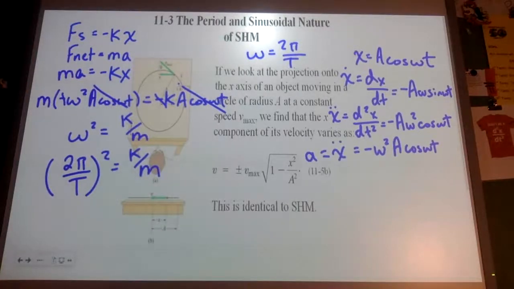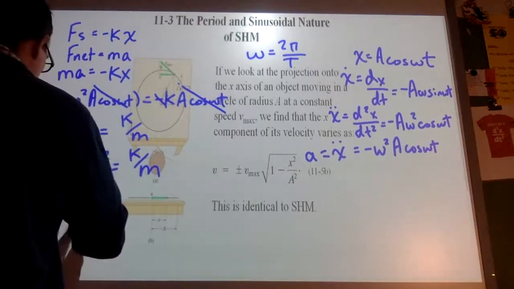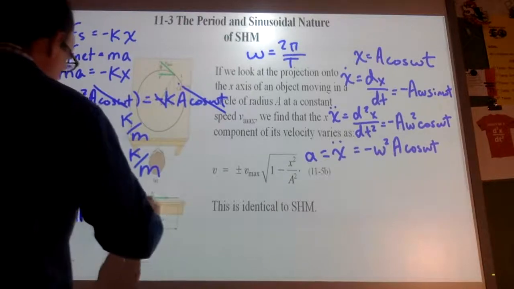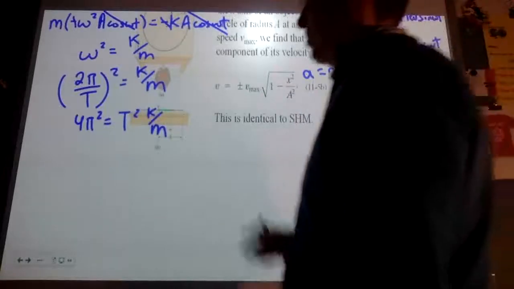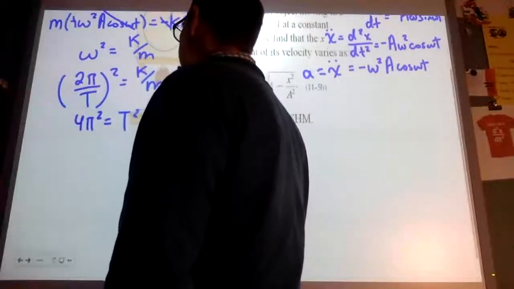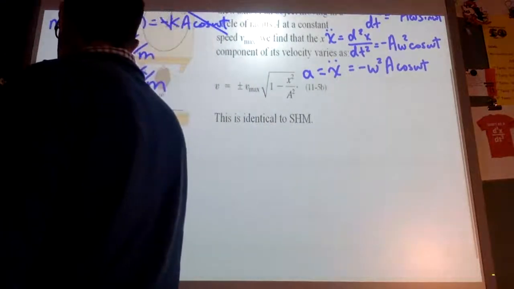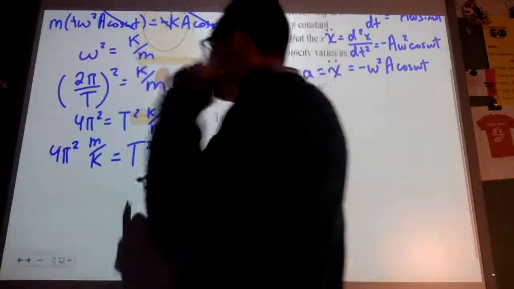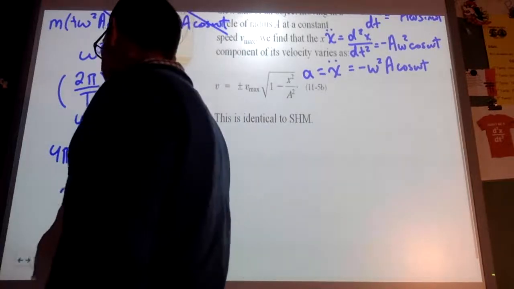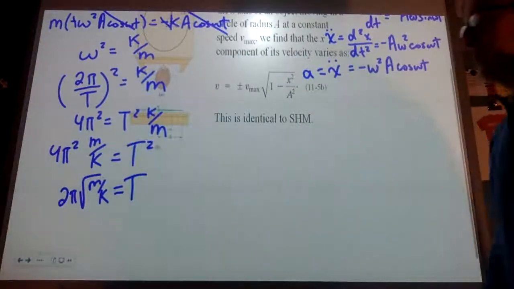All right, so I am going to express this out and get the T squared to the side by itself. So I'm going to have 4 pi squared equals T squared k over m. And then I'm going to multiply by mass and divide by the spring force constant, and I get T squared equals 4 pi squared m over k, and then I'm going to square root both sides, and I'm going to get that T is 2 pi square root of m over k.